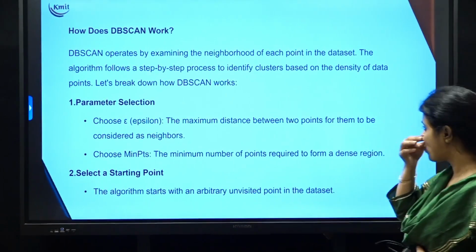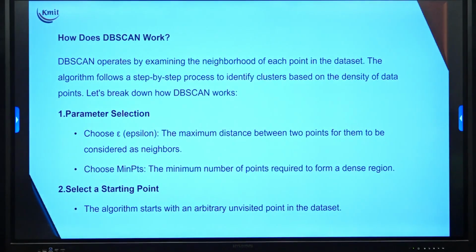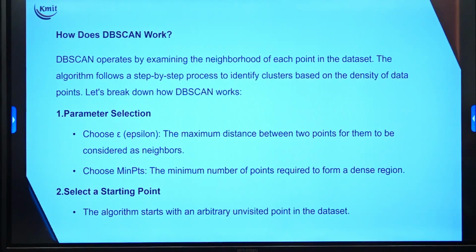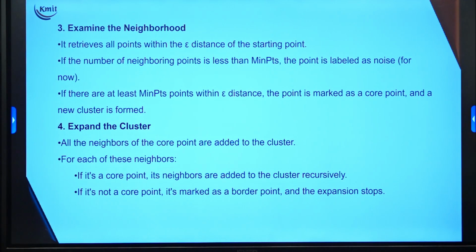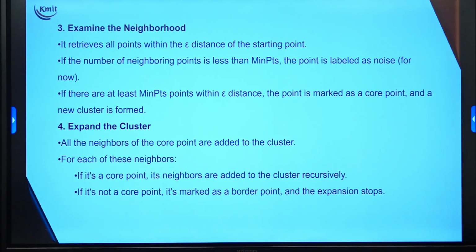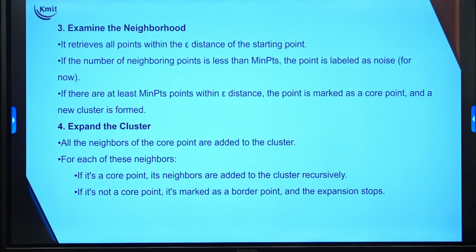There are two important things you have to understand. First is parameter selection. As we have already discussed, how we choose epsilon and how we choose minimum points is one important thing. Next is selecting the starting point: from where do we start the cluster? The algorithm starts with an arbitrary unvisited point in the data set, and based on that we start working with the algorithm. Once you are done with parameter selection and selecting the starting point, we examine the neighborhood, where we retrieve all the points within the epsilon distance of the starting point. Here I have already defined epsilon, minimum points, and a starting point. Based on epsilon and the starting point, we will examine the neighborhoods.